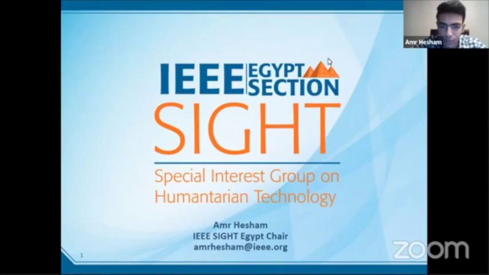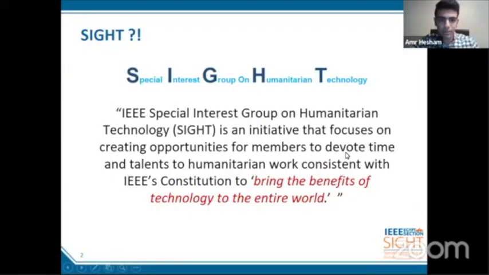An intro about SITE. Let's get started with the abbreviation of SITE. SITE stands for Special Interest Group on Humanitarian Technology. So what is SITE? It's an initiative that focuses on creating opportunities for members to devote time and talents to humanitarian work consistent with the IEEE Constitution, to bring the benefits of technology to the entire world.